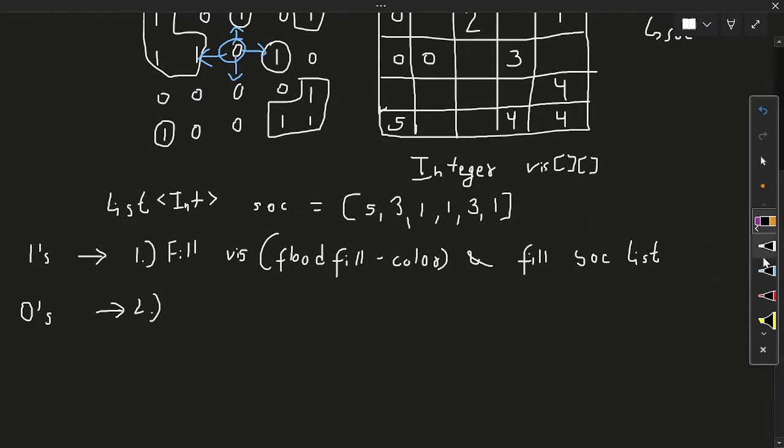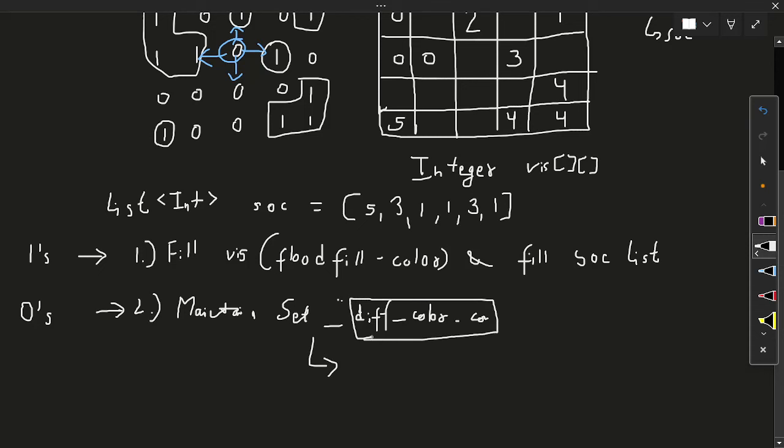So what is the next step? Next step is to iterate and maintain a set variable. So this set variable contains our integers, and its name is different color component.